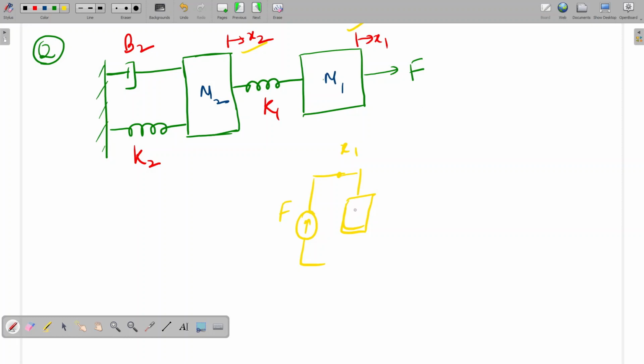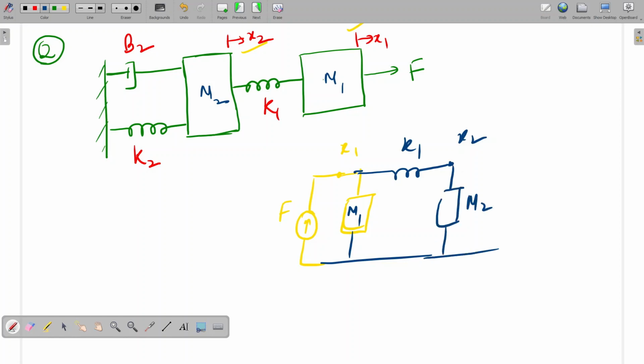So this F is there. This mass is there. So M1 is connected to force. Further, between x1 and x2, k1 is connected, so here k1 will come, and this is connected to ground. Further after that, m2 is there, so this node is x2, and here m2 will be there. And after m2, b2 and k2 are there.